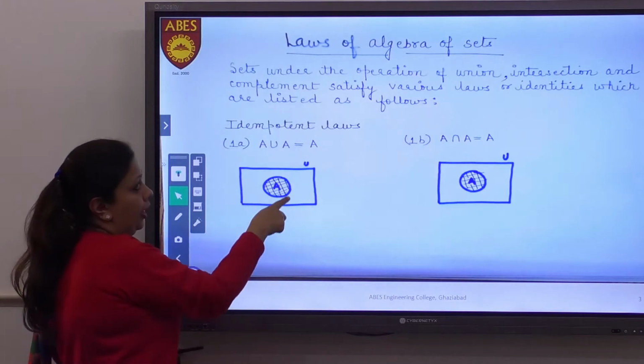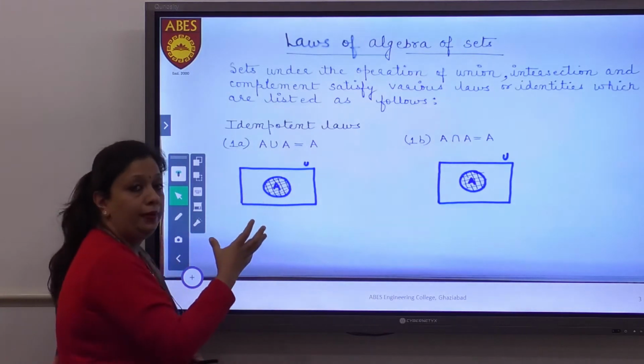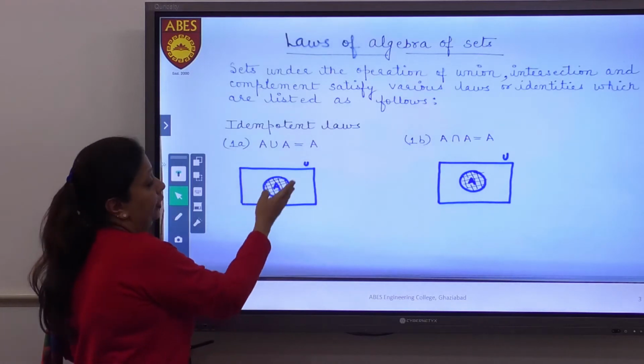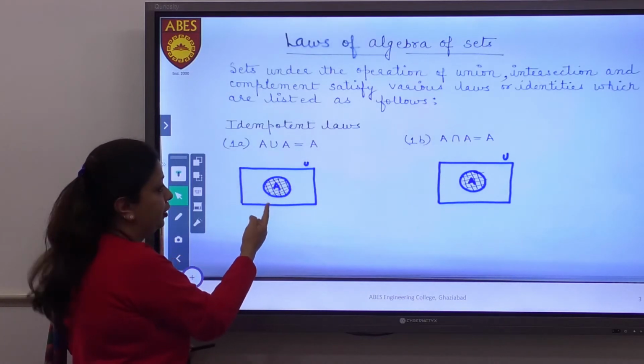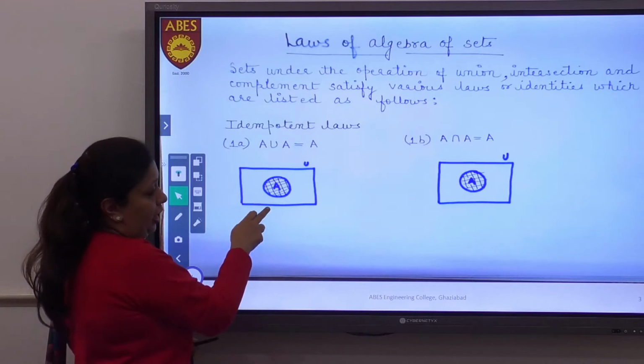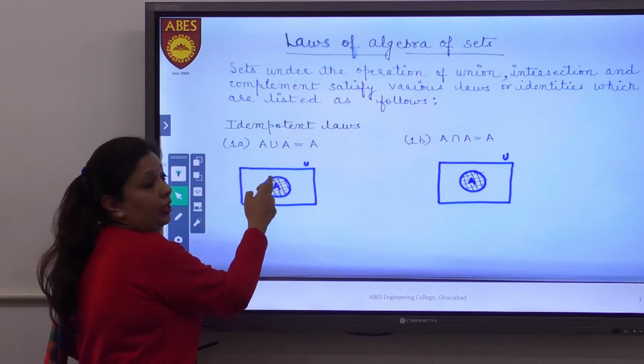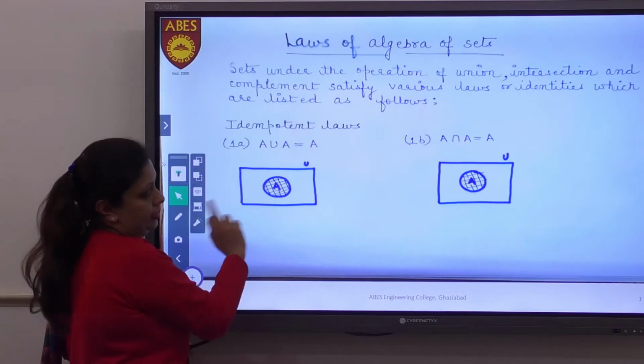So this is the Venn diagram which shows the region which I will be getting after applying this law. So first I will select set A. The entire set has been selected and it is shown by the shaded area. Union of set A with set A again gives me the same area, that is set A itself.